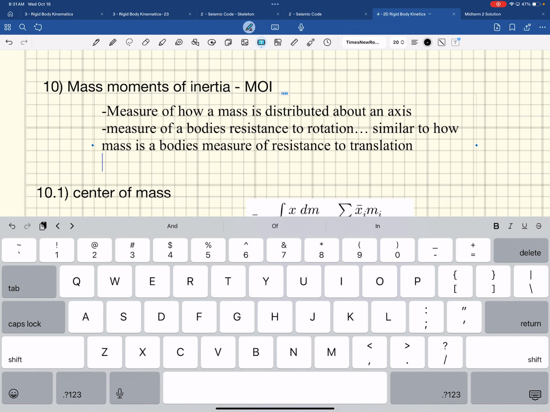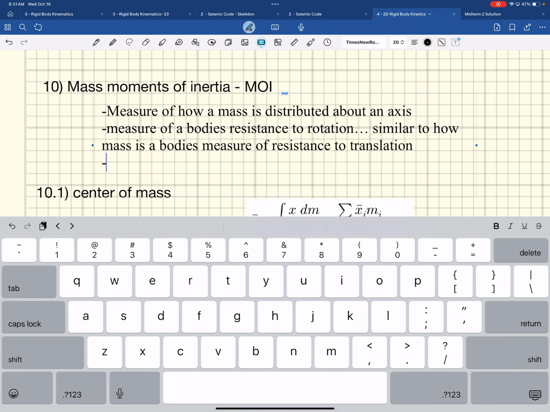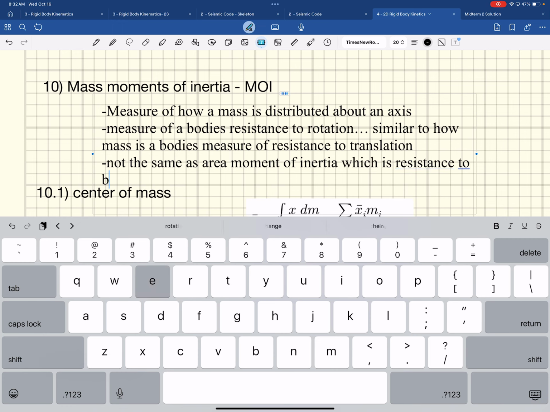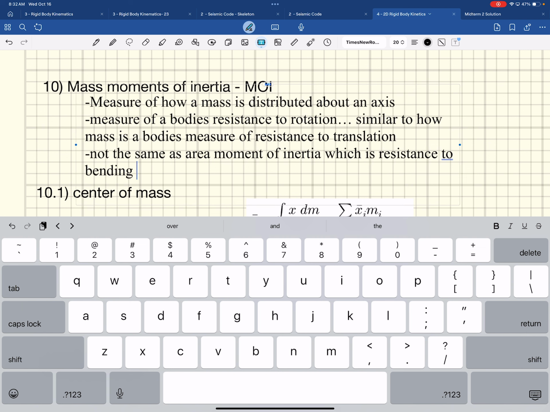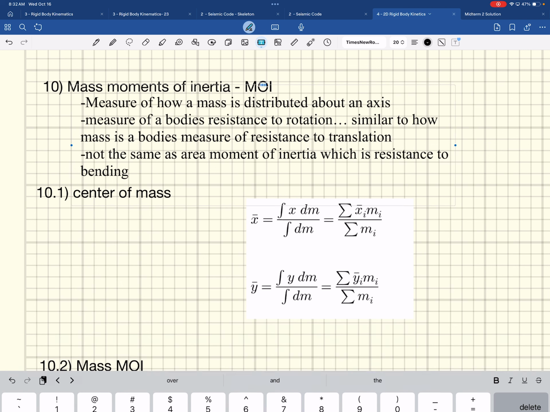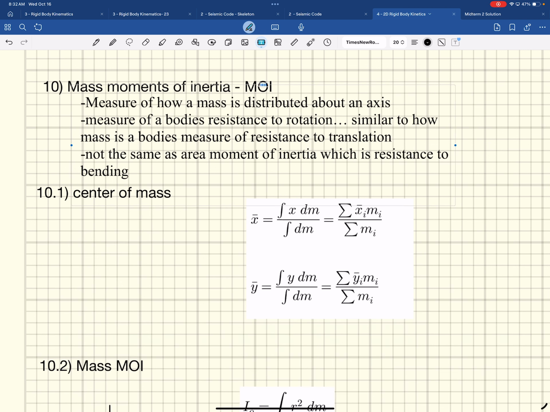And then we add one more note. I'll explain each of these things. It's not the same as area moment of inertia, which is resistance to bending. The area moment of inertia is a body's resistance to bending.